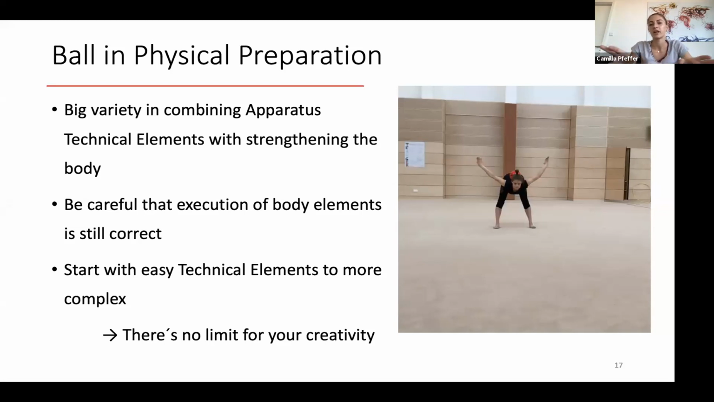There is a big variety of things that you can do with the ball or with the body. I have some examples here. We do it a lot, so I can also give you more examples. What you have to be careful about is that the body elements and the execution of the body are still at a high level. If the gymnast is not able to do, for example, a plank right anymore, you should take the ball or the apparatus away and first learn the body again. First learn the body, and then the body with the apparatus.